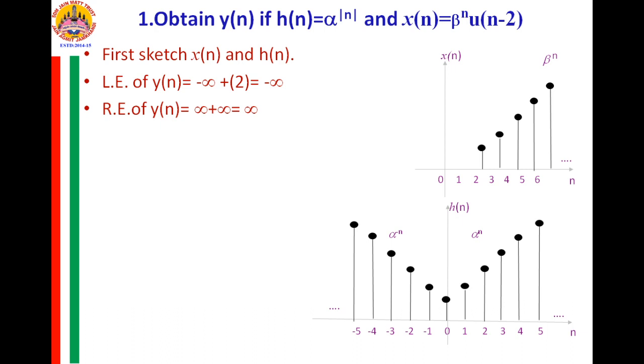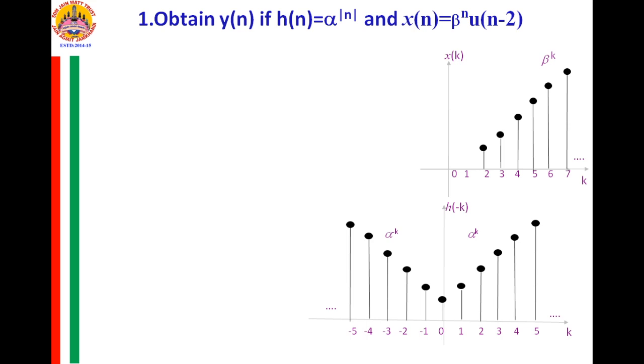Okay. So next we shall designate this x of n as xk and sketch it with respect to k instead of with respect to n, and hn will be reflected about the origin and redesignated as h of minus k, and we sketch both this xk and this h of minus k. Observe here that h of minus k is symmetrical about the origin, therefore even if you reflect it, it will not be different and remains the same, that is for k less than 0 the amplitude is alpha raised to minus k, and for k greater than 0 it is alpha raised to k.